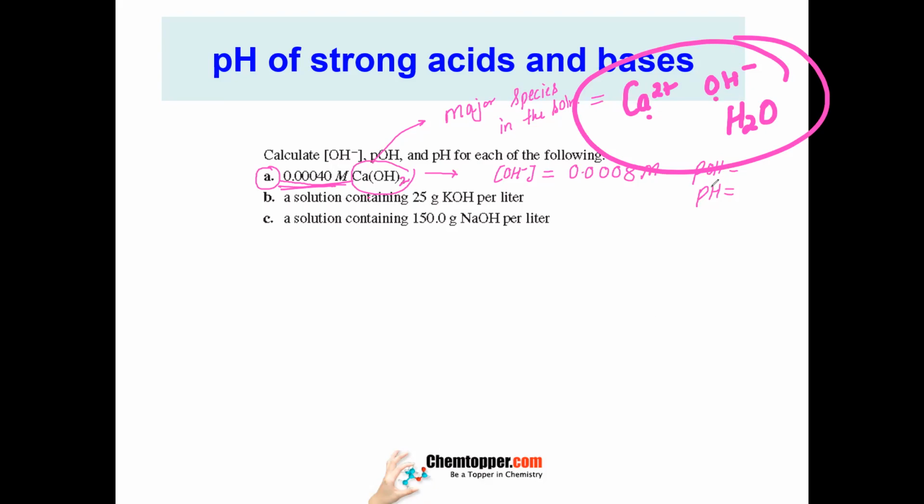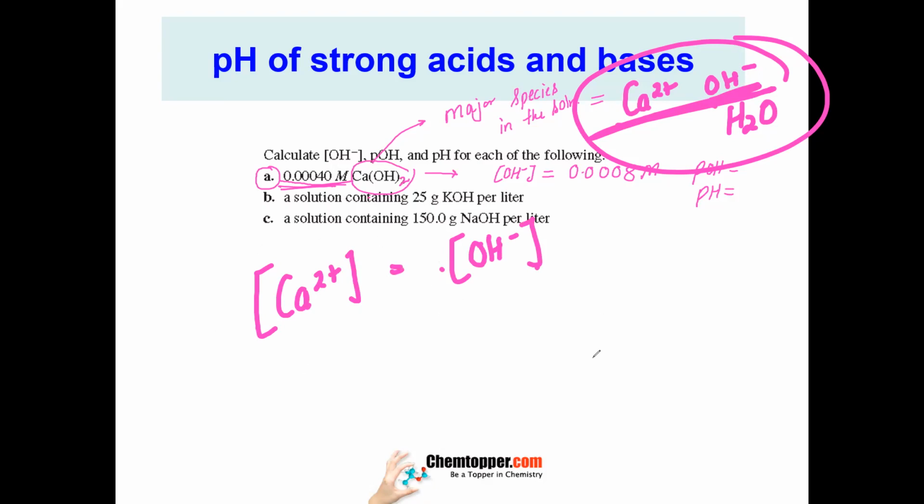Out of calcium 2 plus and OH minus, which one will have more concentration? Water we leave out, because we don't talk about the concentration of water since it's the solvent. Which one is going to have higher concentration, calcium 2 plus or OH minus? Yes, the concentration of OH minus will be double that of calcium 2 plus. If this is X, then OH minus will be 2X. Okay, now we are going to discuss the next question.